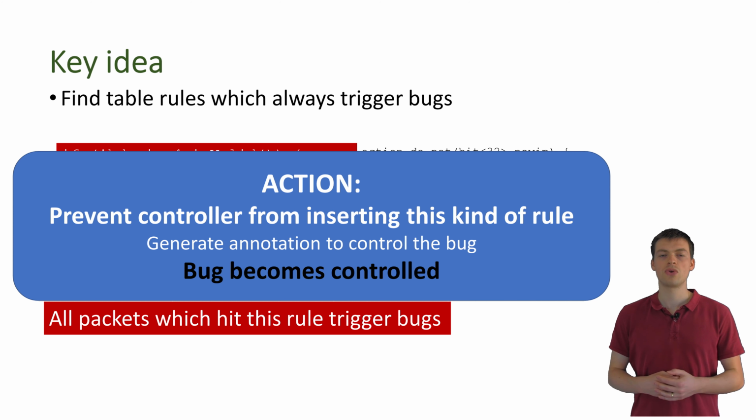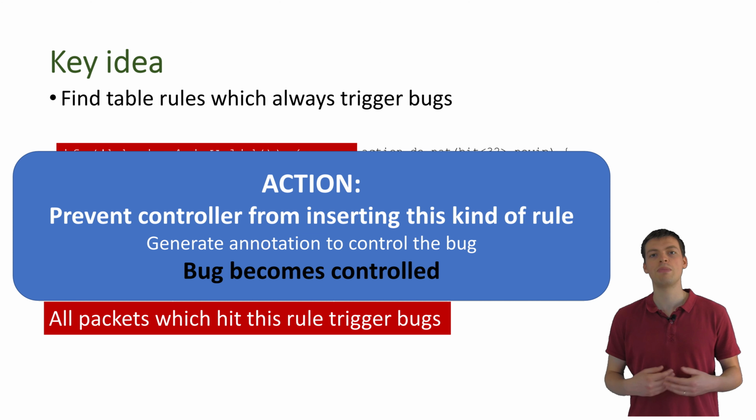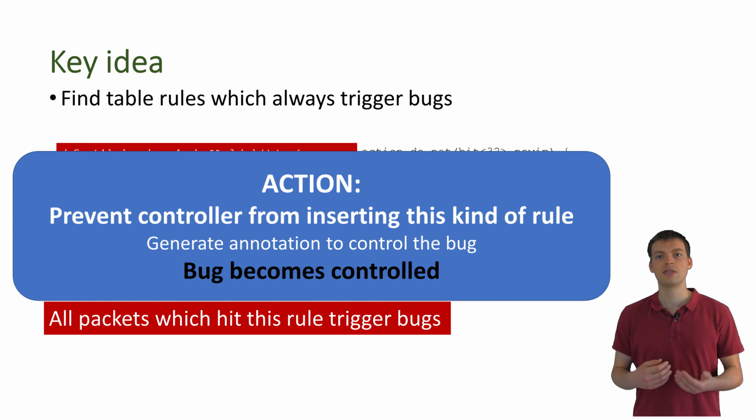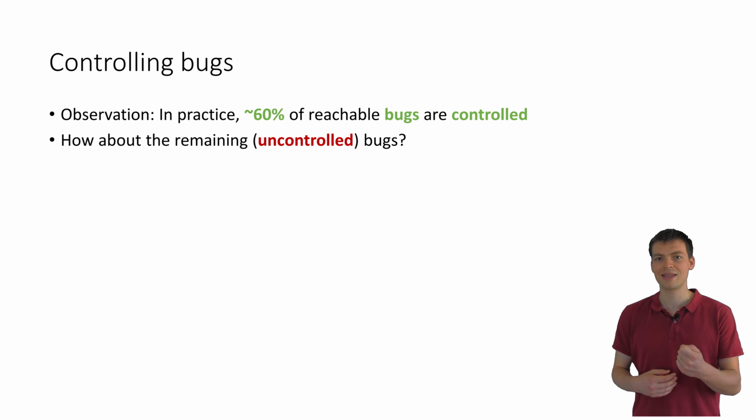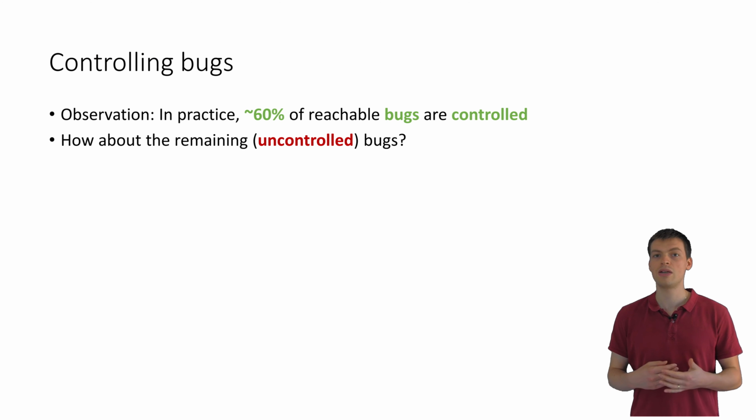We instruct the controller to never populate this kind of entry, and at the same time we generate an annotation to filter out this situation. If the bug was previously reachable and due to the added annotations it now becomes unreachable, we say that the bug is controlled. Here's a key observation. In practice, we notice that a large part of the reachable bugs are actually controlled.